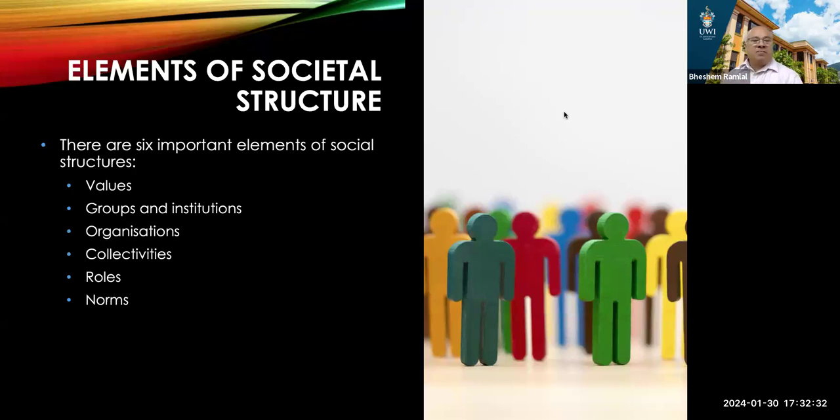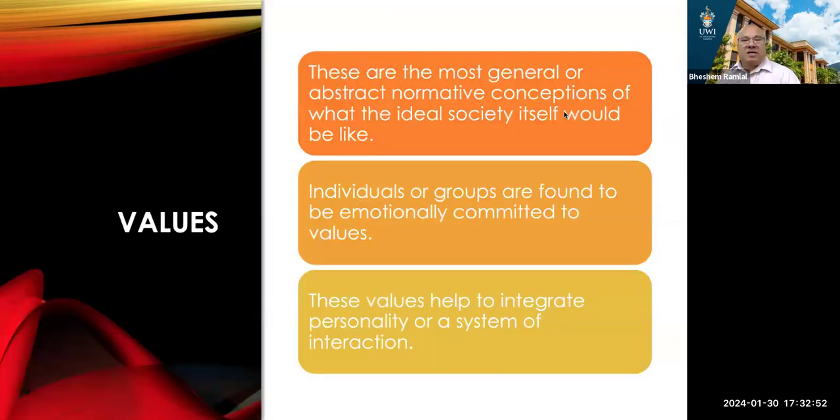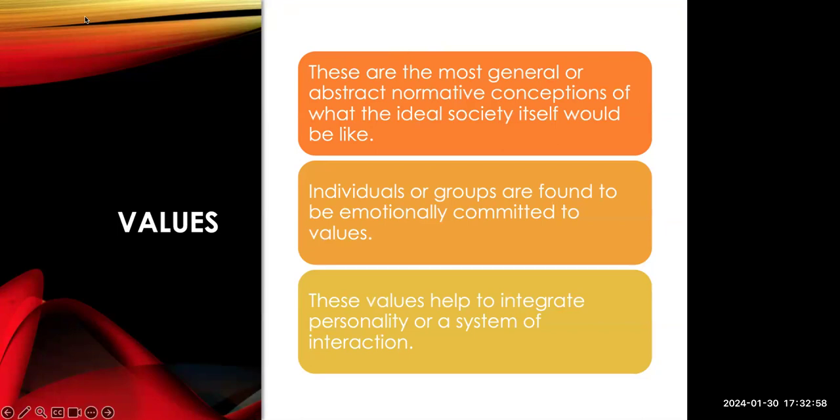All right, so the various elements: we talk about values, groups and institutions, organizations, collectivities, and we'll see what that means, roles and norms. And some of these you recognize. Let's go straight to each of these, I guess. I can cover these very quickly.